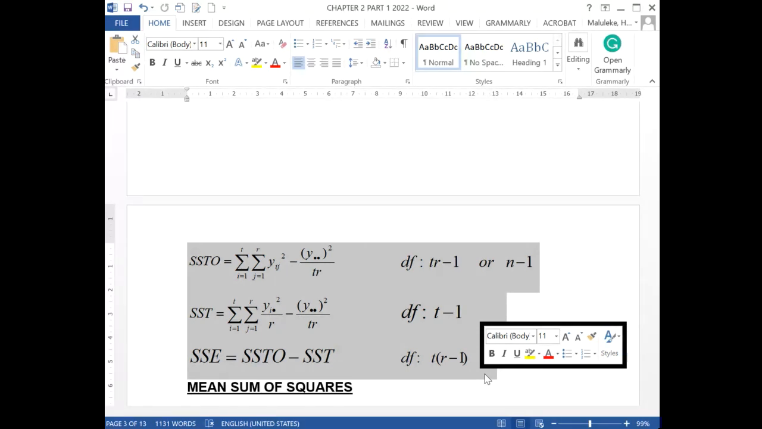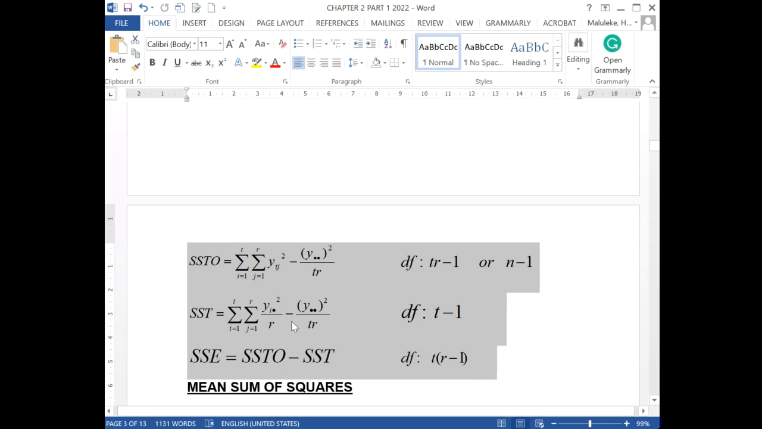But when you go to the second one and you see SSTO, it means the sum of squares of total. Remember in first semester we said SST is for the sum of squares of total, isn't it? But now SST is for the treatments.